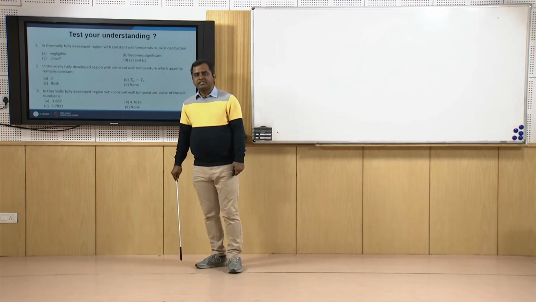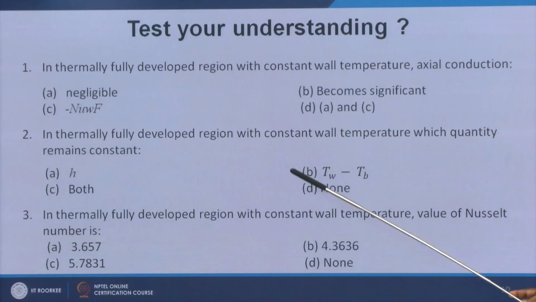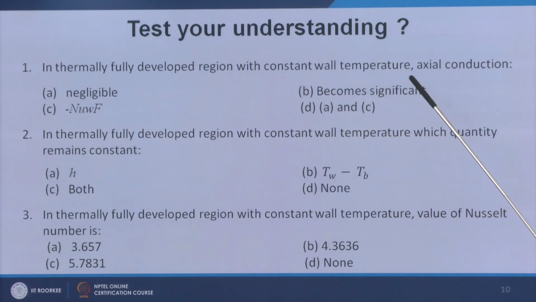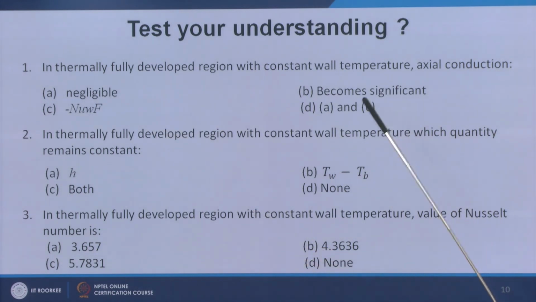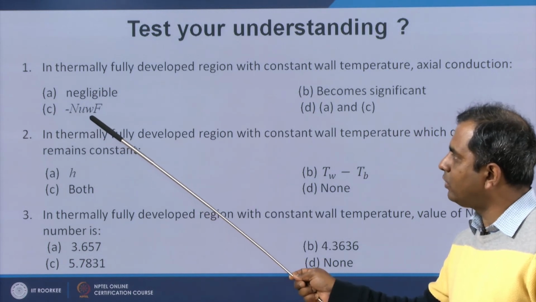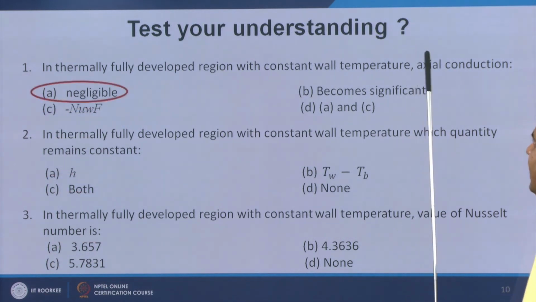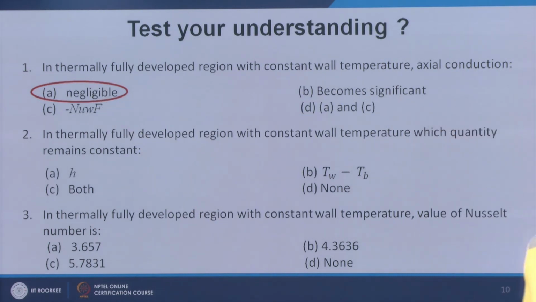Just like other lectures, let us also test your understanding at the end of this lecture. We have 3 questions once again. First question: in the thermally fully developed region with constant wall temperature, axial conduction is negligible, becomes significant, you cannot neglect it, becomes minus Nusselt number omega w into f, or D, A and C both. We have already done an elaborate discussion on this, so you can probably understand that axial conduction can be neglected, and we neglected it to obtain the equation of f, which I showed you in the last slide in the summary.